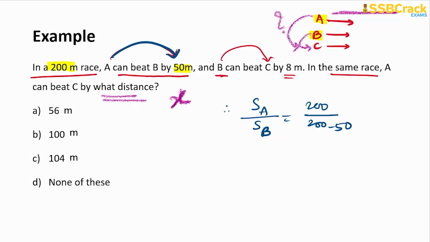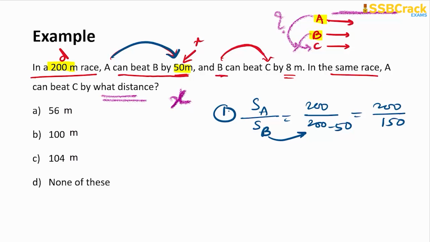What are they? 200 is the length of the track, it's D, fixed, and this 50 meter is for the person B. This is the length by which person B has got beaten by A. Okay, so hence we are getting the equivalent distance for B. It's 200 minus 50, so it's 200 upon 150, the ratio. So I would say this is equation 1.